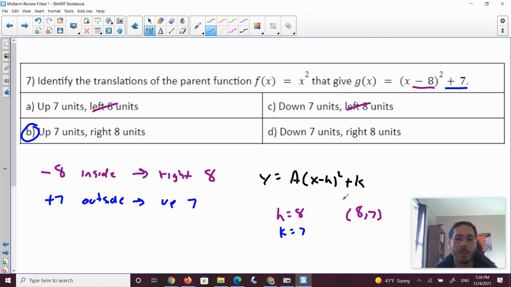And again, you can also throw it into Desmos or your graphing calculator. Just start with f of x equals x squared, which has a vertex at 0, 0, and just follow the vertex. So that's another way that you can do that one.